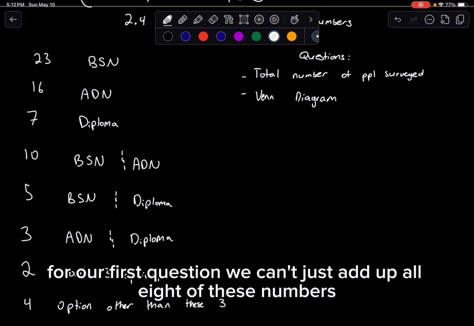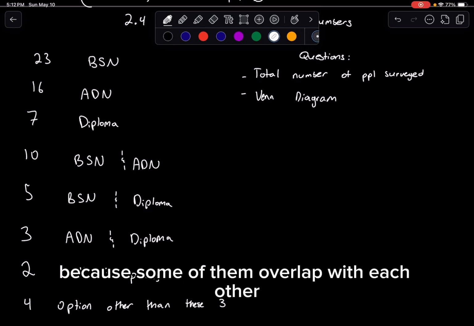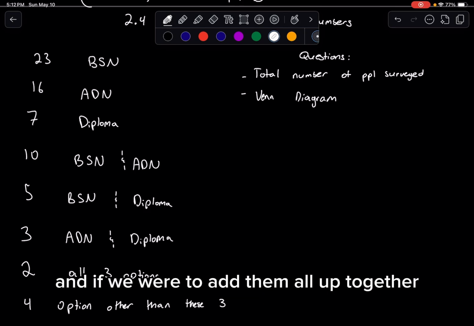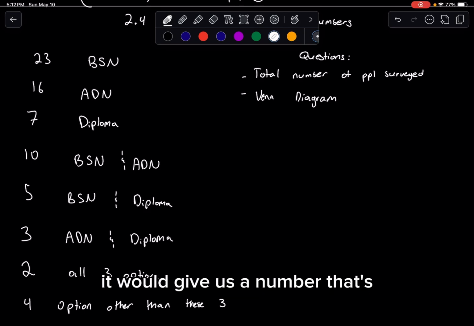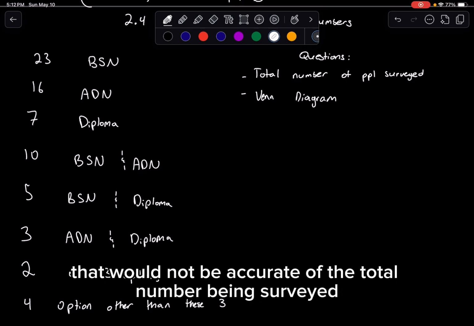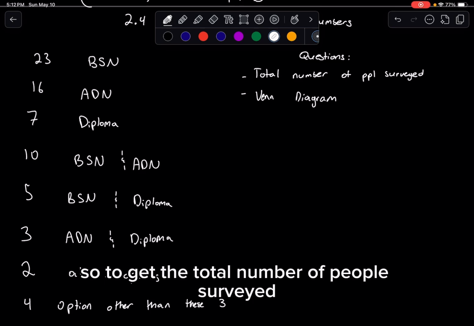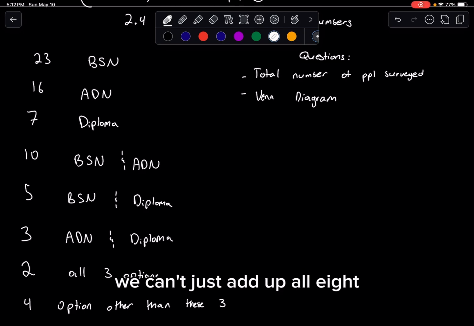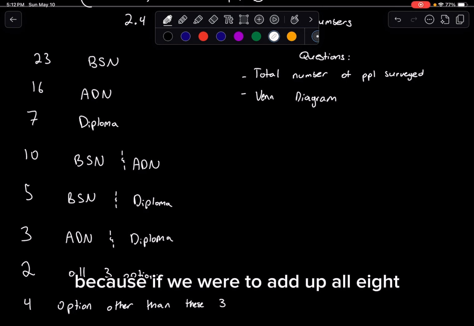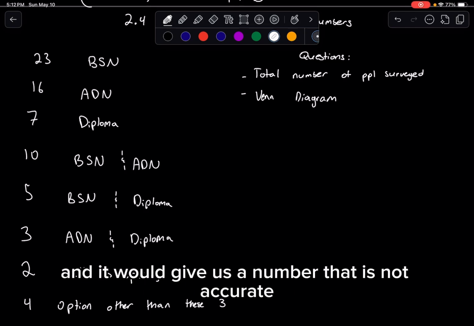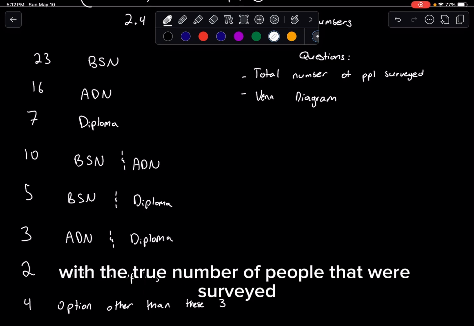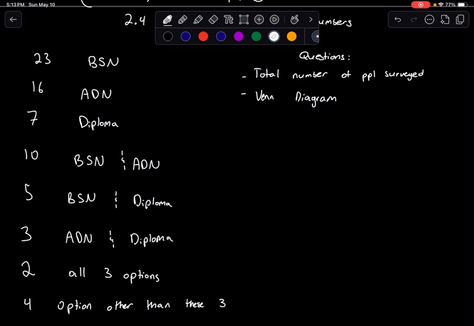For our first question, we can't just add up all 8 of these numbers because some of them overlap with each other. If we were to add them all up together, it would give us a number that is not accurate of the total number being surveyed. So to get the total number of people surveyed, we can't just add up all 8, because some of them overlap and it would give us a number that is not accurate with the true number of people that were surveyed.